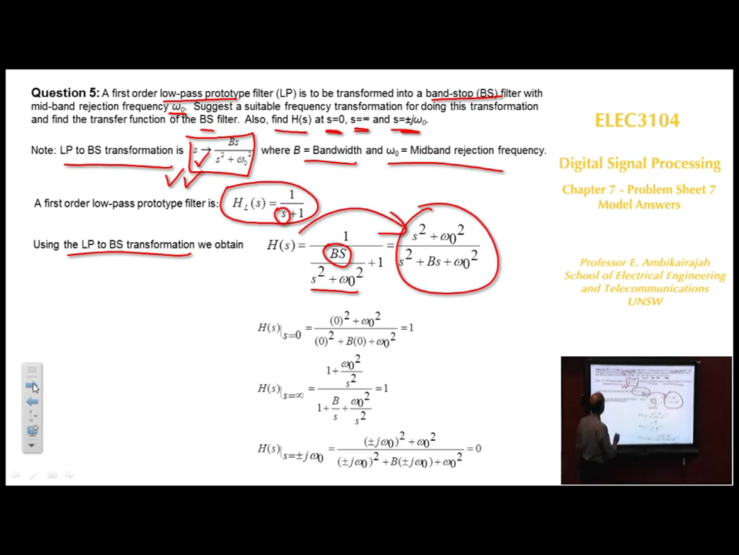Once you have got it, you need to find what's the gain at s equals 0. What does that give you? At s equals 0, you will find H is equal to 1. So what we are saying is H naught is equal to 1.